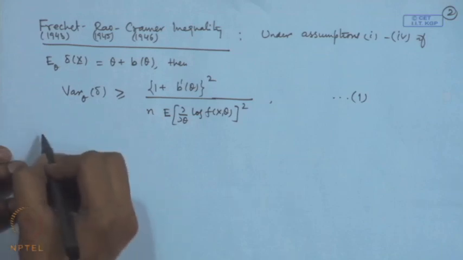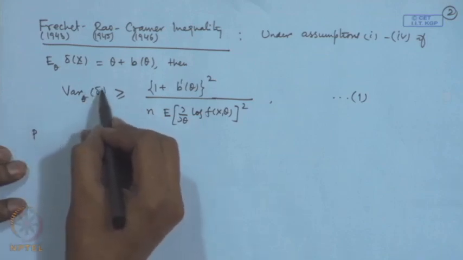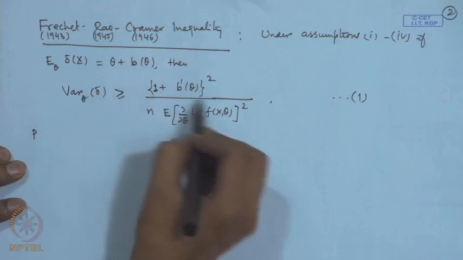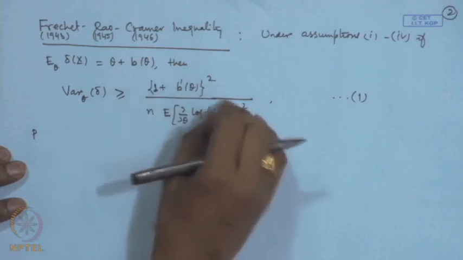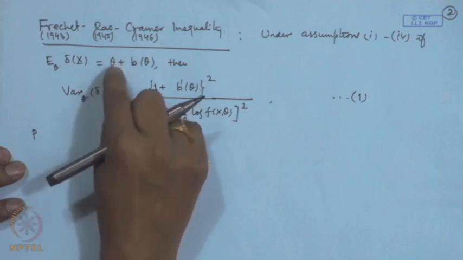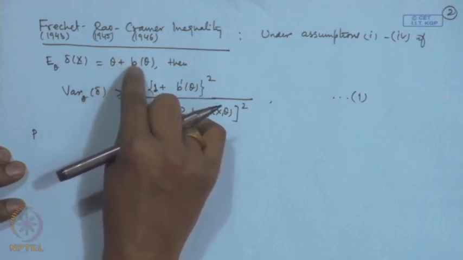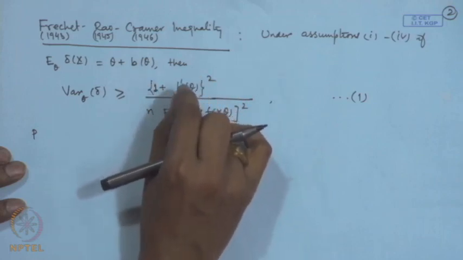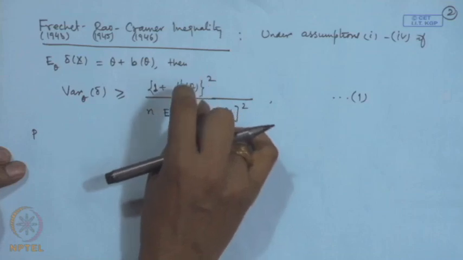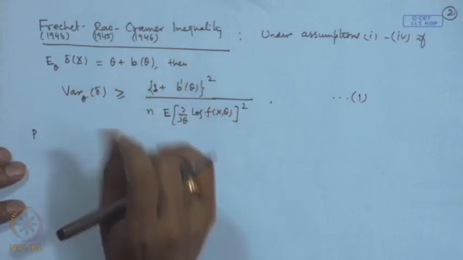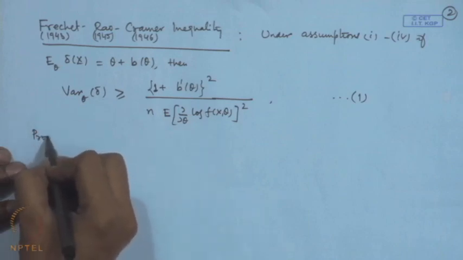Firstly, let us look at the proof of this. So, what we are doing is that for an estimator delta, we are providing the lower bound for the variance. This right hand side, you can see, is not dependent upon the choice of the estimator that we have chosen. That means any unbiased estimator of theta plus b(theta) will have variance greater than or equal to this, because this is the lower bound. So, it may be attained or it may not be attained. Let us look at the proof of this result first of all.